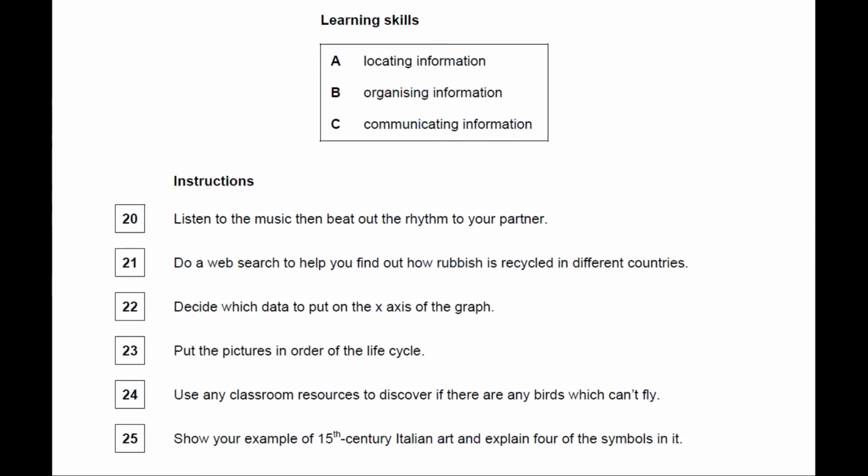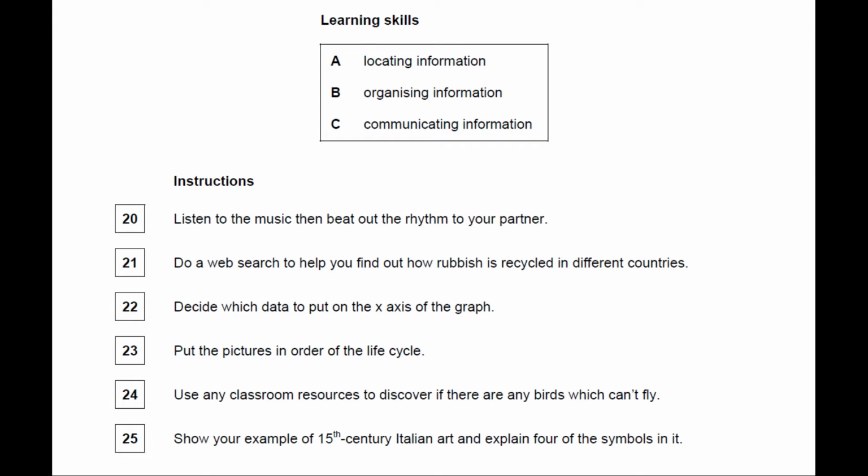In the next group of questions, we're going to match the learning skills to the different instructions. The learning skills are locating information, organizing information, and communicating information. Number 20. Listen to the music, then beat out the rhythm to your partner. This is communicating information. Number 21. Do a web search to help you find out how rubbish is recycled in different countries. This is locating information.